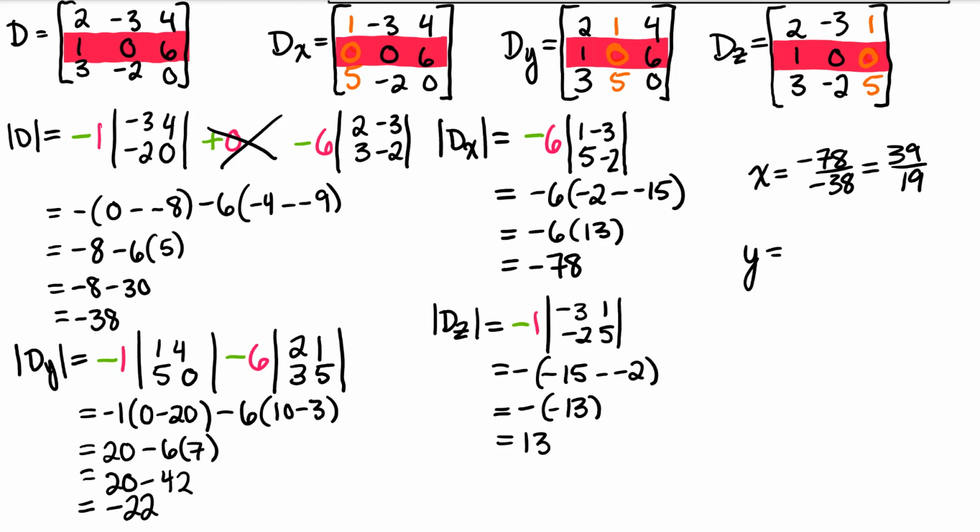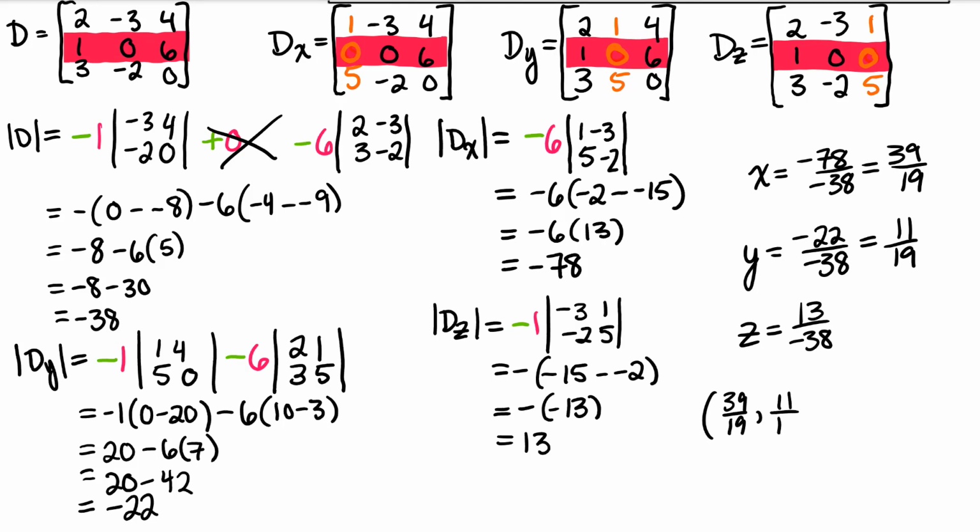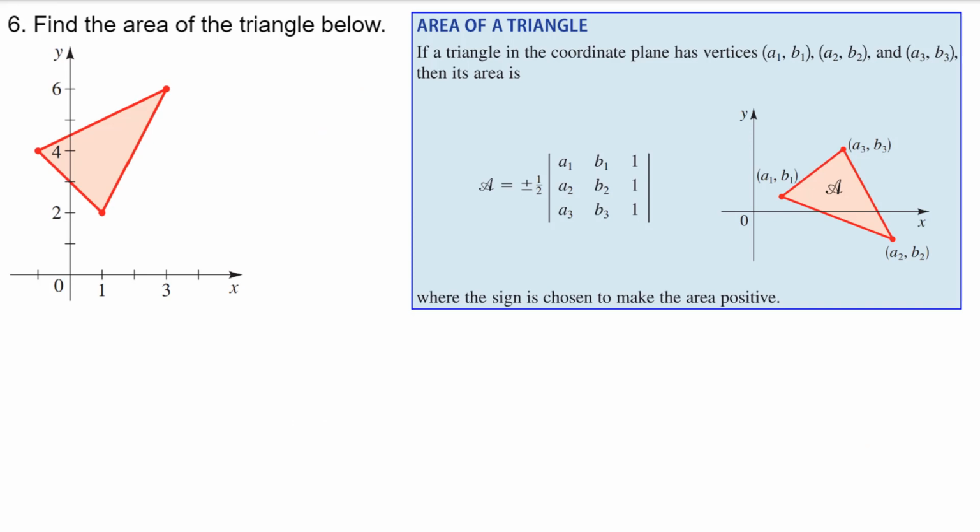Y is equal to the determinant of Dy over the determinant of D. So negative 22 over negative 38, which reduces to be 11 over 19. And z is equal to the determinant of Dz divided by the determinant of D, 13 over negative 38. So the solution to this system of equations is 39 over 19, 11 over 19, negative 13 over 38. Those fractions look crazy, and I can imagine that solving using Cramer's rule here rather than Gaussian elimination is much simpler. What else can determinants do?